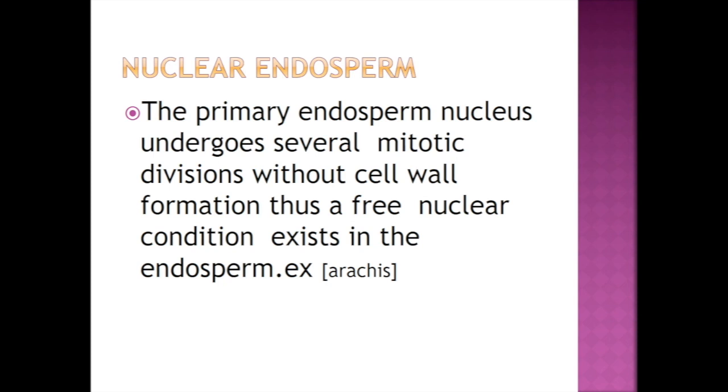Primary nucleus, several mitotic divisions. This is the mitotic, indirect method of division without cell wall formation, so free nuclear conditions in the endosperm. Example: Arachis. First of all, in nuclear endosperm, the nucleus divides by mitotic division, then forms a nuclear condition without cell wall.